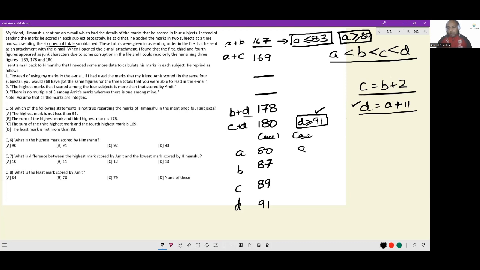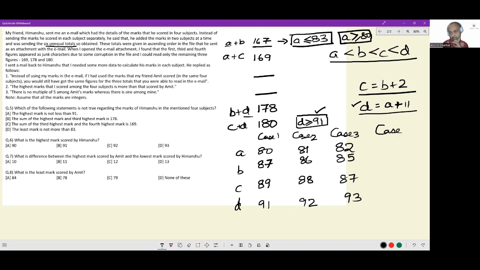Case 2 will be when A is 81, then D will be 92, and B will be 86, and C will be 88. This is case 2. How about case 3? A will be 82, D will be 93. Now B will be 85 and C will be 87.